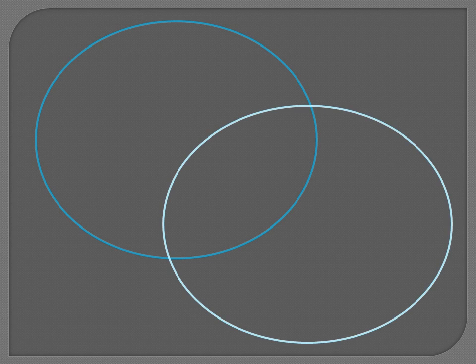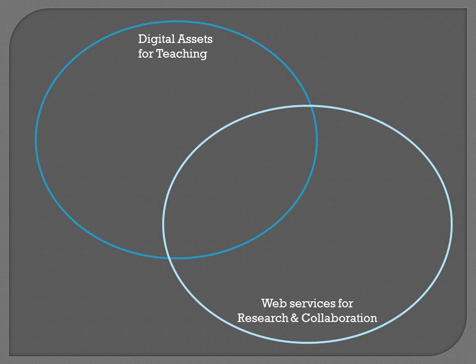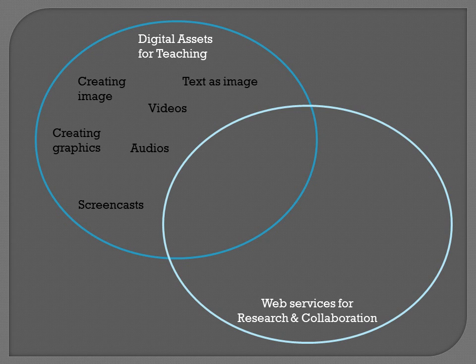Let's look at how some of these web services overlap. So the first category could broadly be pulled as digital assets for teaching, and the second as services that we're using to meet with people online and interact with people online. These are some of the things that you'll be doing.